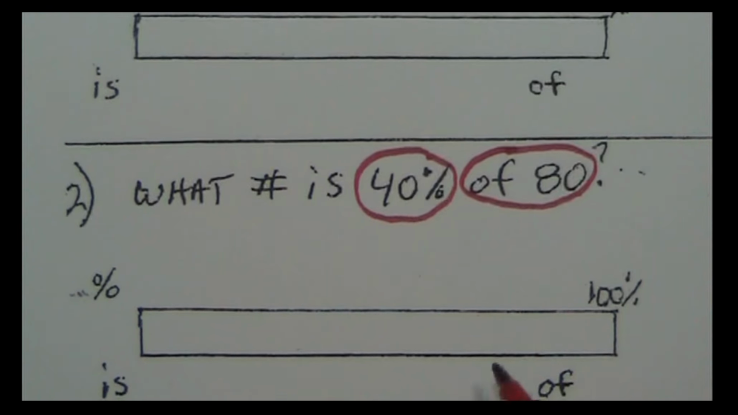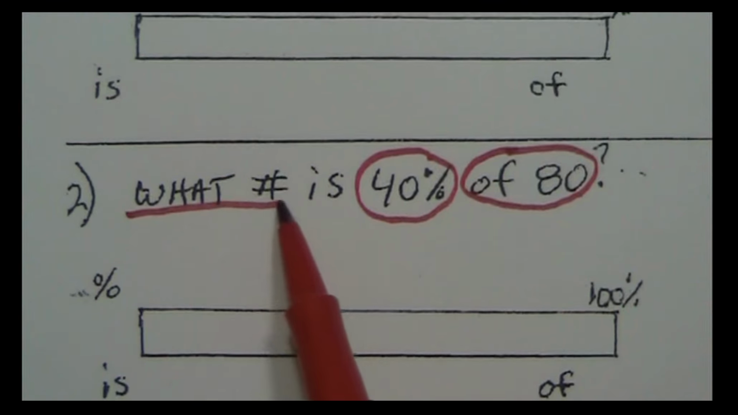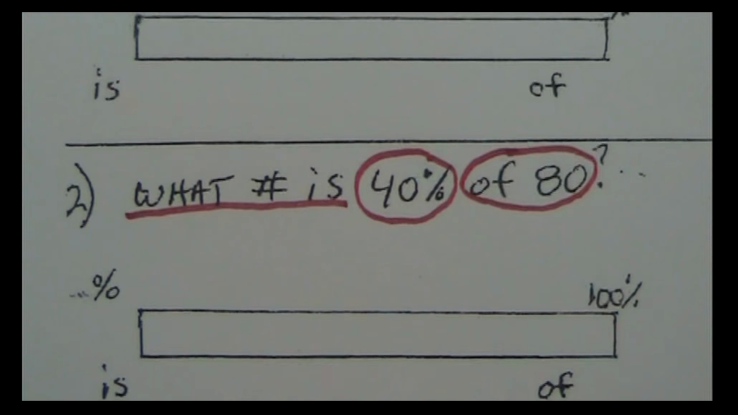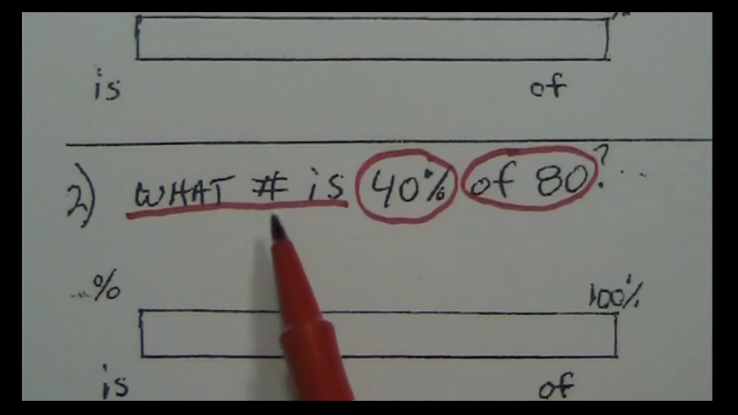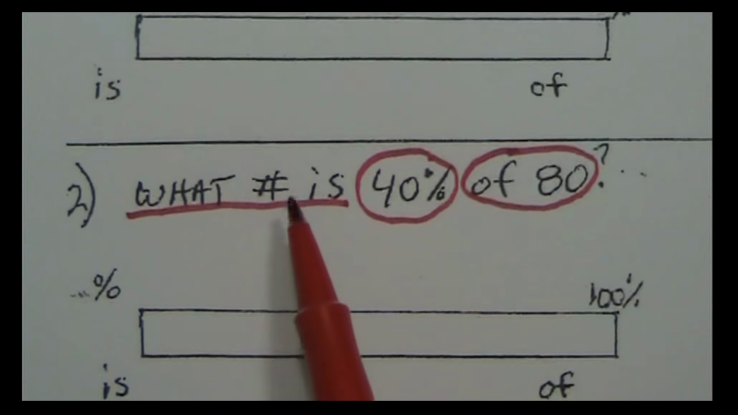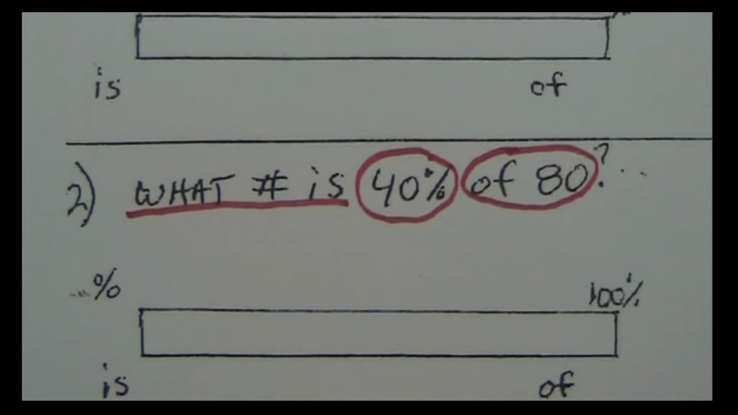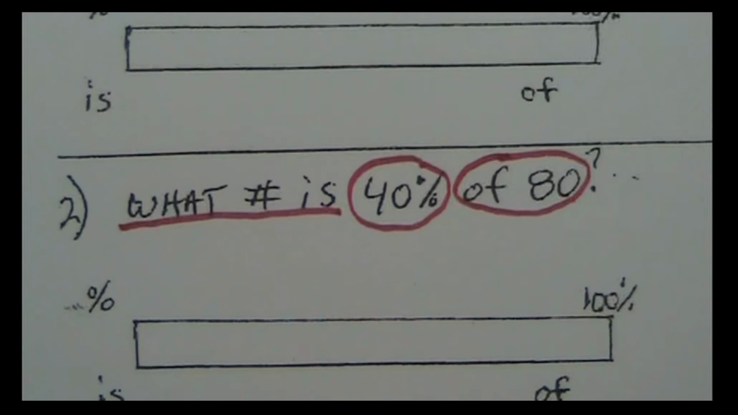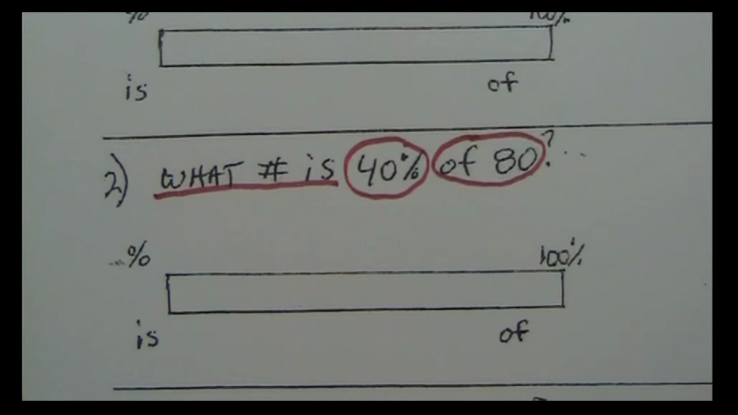So what don't we know? What number is? We don't know the is number. Is, of, percent, 100. There are three numbers, and we're missing one number. Let's try this again on the next sentence.